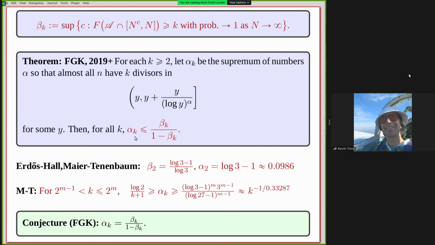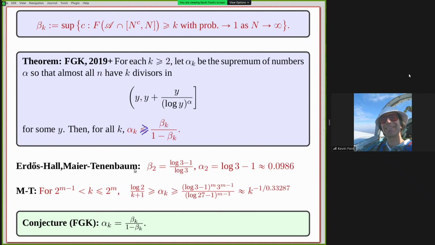We actually conjecture equality here, but we are unable to prove that at the moment. There's something amiss here. I believe, sorry, this is a typo here. So it should be a lower bound. Sorry about that. So there's a lower bound on alpha k. We want to prove that alpha k is somehow large. And we conjecture equality.